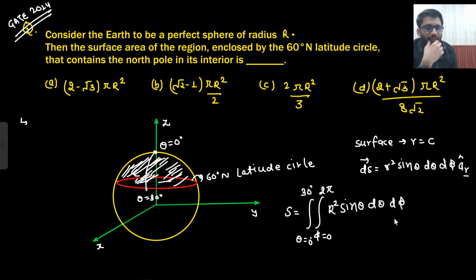Writing ds was easy for me. Okay, no issue about that. Now I need to take the limits. Phi is the angle measured from the x axis. So if I am working on this surface, that means for complete phi I am working from 0 to 360. And for theta, I am working from 0° to 30°.